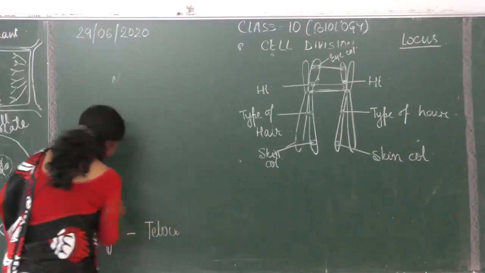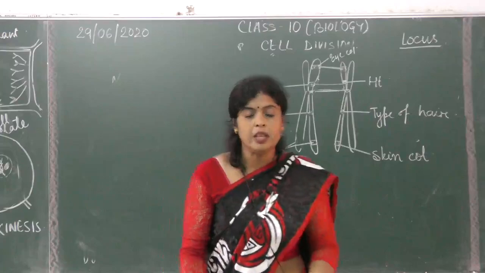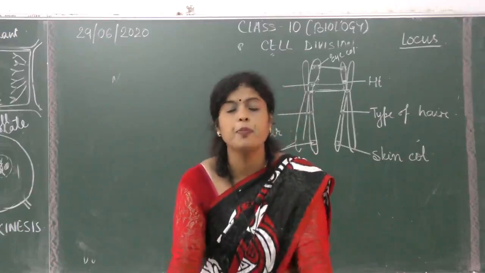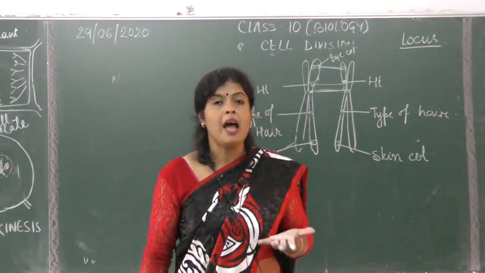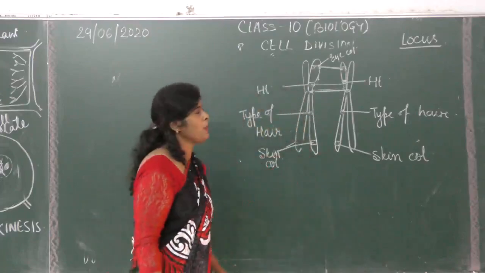What is the meaning? Why I am saying so much is because meiosis is something related to the formation of reproductive cells, gametes, ovum and sperm. Is it all right? That is the reason I am saying so much about it.